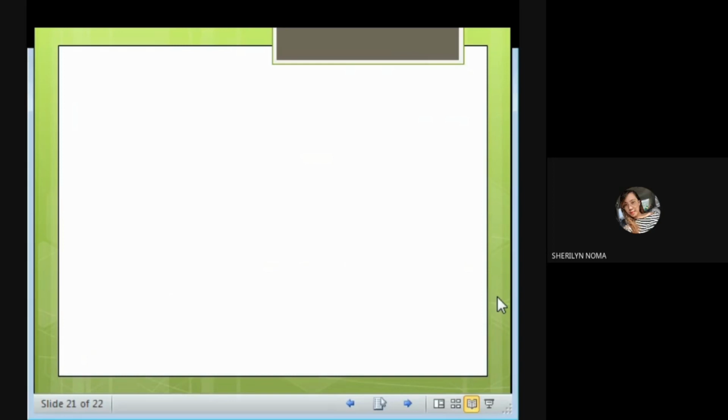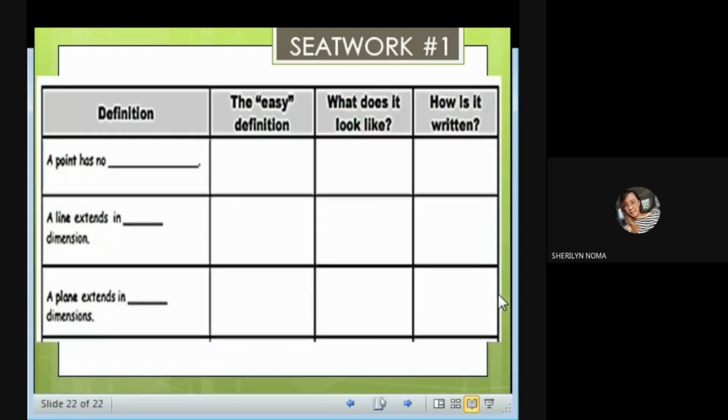Okay, now I think you're ready to have your sit work. So let us have your sit work number 1. For your sit work, copy and answer. Let us define the point, line, and plane. A point has no blank. What is the easy definition of a point? What does it look like? How is it written? Number 2, a line extends in blank dimension. What is the easy definition of a line? What does it look like? And how is it written?